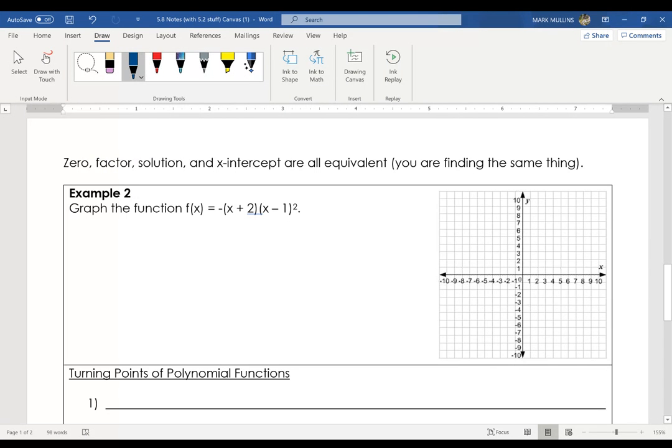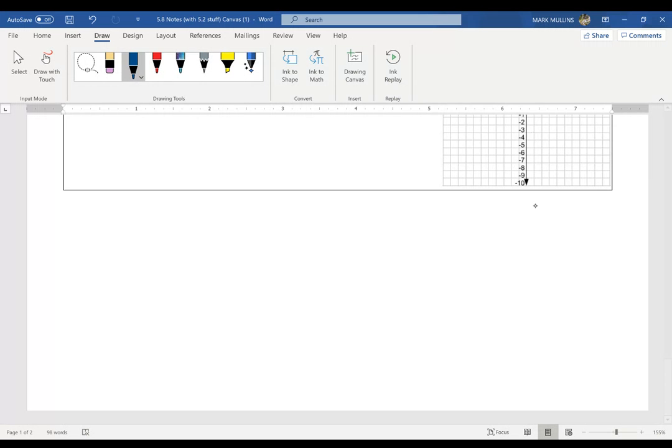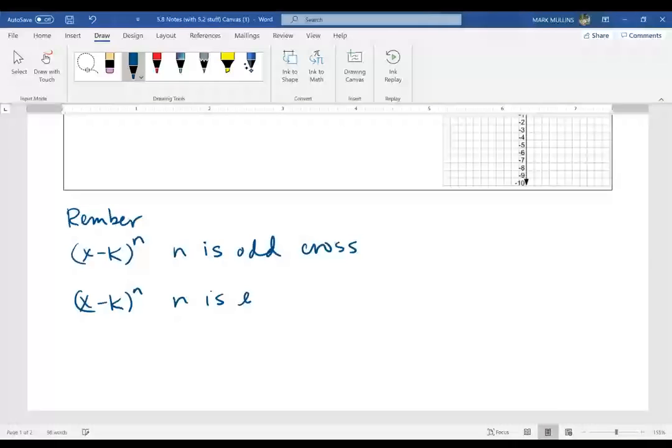For example 2 on the back, we want to go ahead and graph. And before we go ahead and graph this, I want to add something at the bottom of our notes that we did yesterday in 5-7. So yesterday we looked at how if we had a factor to an odd power, and remember this could just be the first power, right? First power is odd, and then it wouldn't have a power written there at all. It would be understood. If n is odd, it's going to cross our graph. And if I have x minus k to the nth power, but n is even, then it's going to bounce.